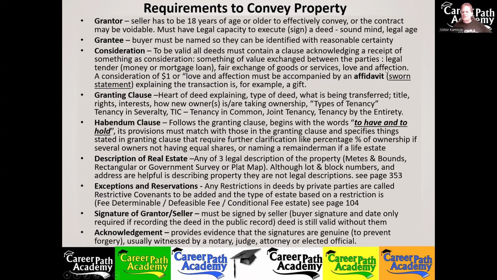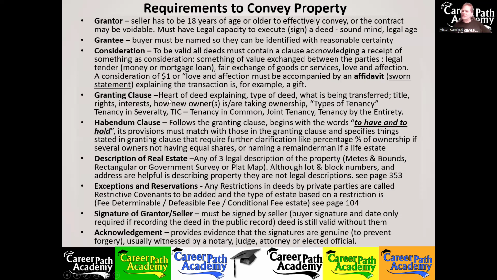Or love and affection. That would be a gift between perhaps relatives, maybe a parent and a child. They have love and affection for each other. Courts do see that as something of value, as long as it's accompanied by a letter stating that it is, in fact, a gift. That letter would be referred to as an affidavit, a sworn statement explaining the transaction as a gift.